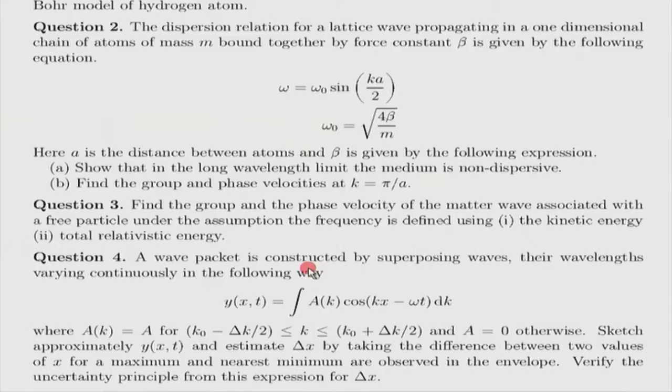So the question was, find the group and phase velocities of the matter wave associated with a free particle under the assumption that the frequency is defined using the kinetic energy or the total relativistic energy. We can keep the relativistic energy case on hold for the time being. We have to find the phase and group velocities for when the energy is related only to the kinetic energy of the particle.